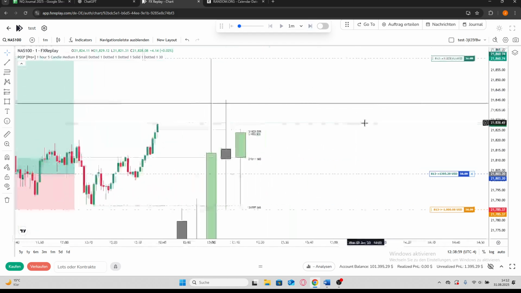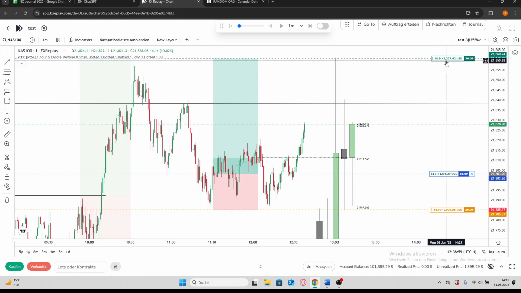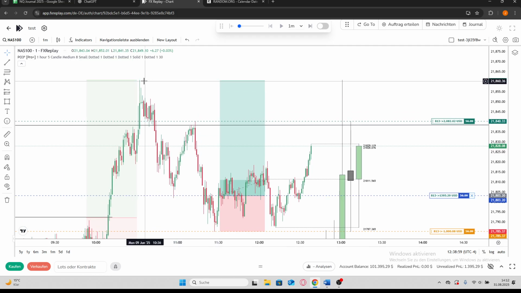Okay, I think now I'm moving my stop loss. It's a bit laggy at the moment. I think I'm moving my stop loss above this high here because I'm not really confident about reaching this high here.